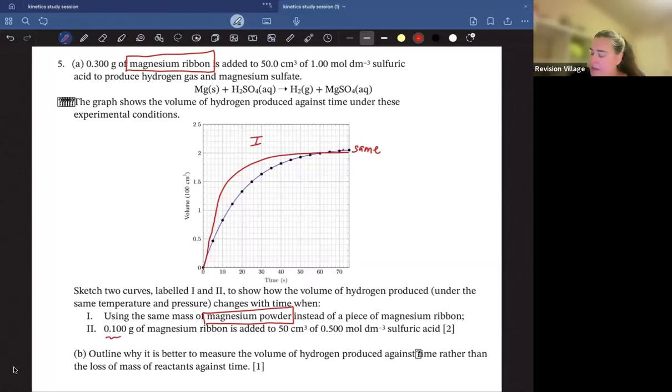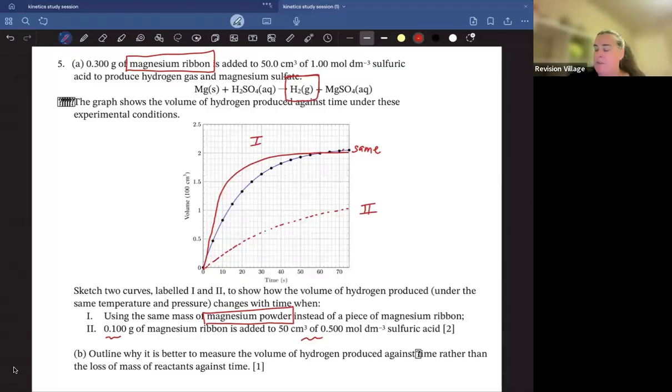If I decrease the amount of magnesium and I decrease the concentration of the acid, then I expect that I'm going to have a reaction that is both slower and makes less product. When we do this reaction, we almost never do this particular one by mass. We always do it by volume. I liked this question when I taught it in class. I thought it was interesting, so I threw it in here.